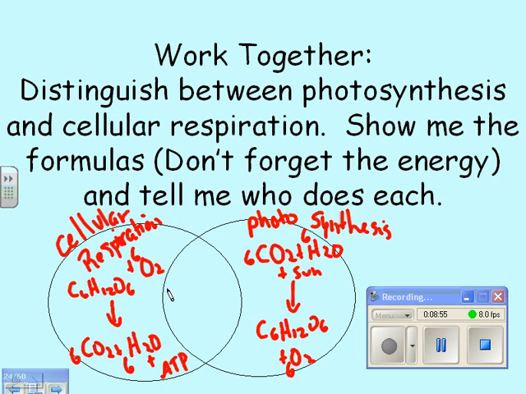Both have energy conversions in them. In this case, you're taking sunlight energy and converting it into chemical energy. In this case, they're both chemical energy, but you're going from glucose to ATP. You release some heat in this as well.